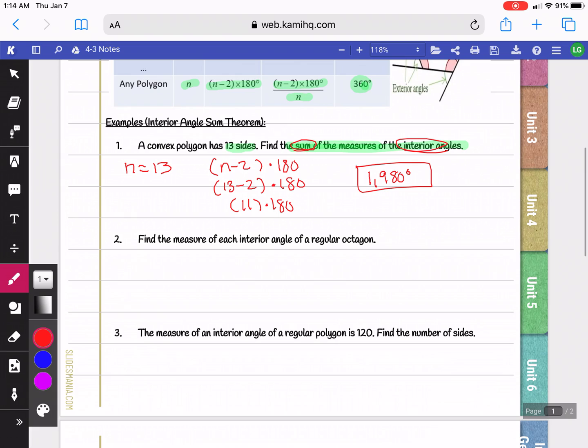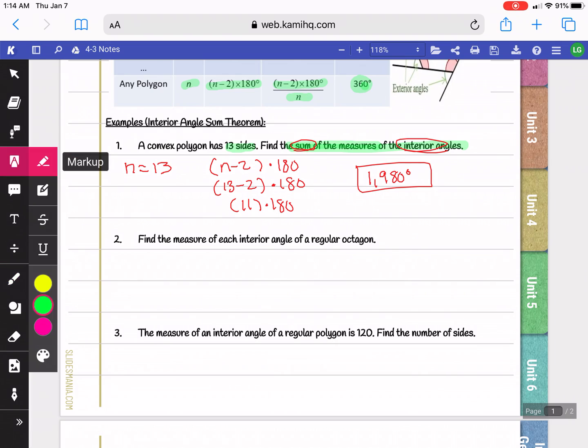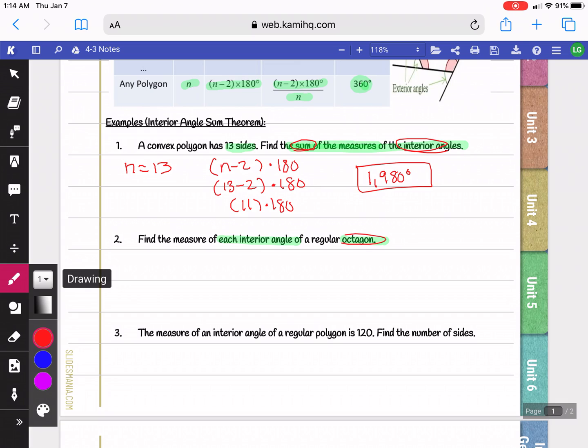For question 2, it wants us to find the measure of each interior angle of an octagon. Since octagons have 8 sides, n is 8 for this problem. This time they want each interior angle. So we're still going to use n minus 2 times 180, but we're going to divide by n at the end to get one angle. So instead of the sum of all of them, you just want one.